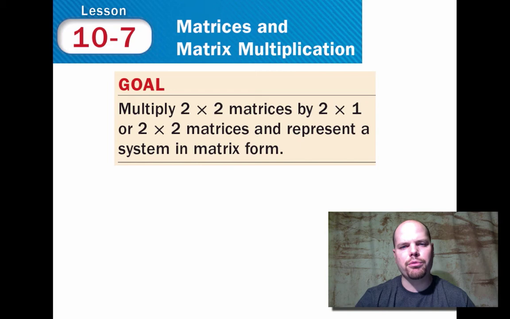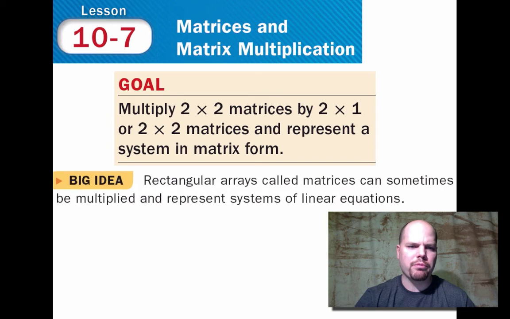In Lesson 10.7 we'll be looking at matrices and matrix multiplication. Our goal will be to multiply 2 by 2 matrices by 2 by 1 or 2 by 2 matrices and represent a system in matrix form. So the big idea here: rectangular arrays, which we call matrices, can sometimes be multiplied and represent systems of linear equations, which is what we've been solving for the last 6 sections.